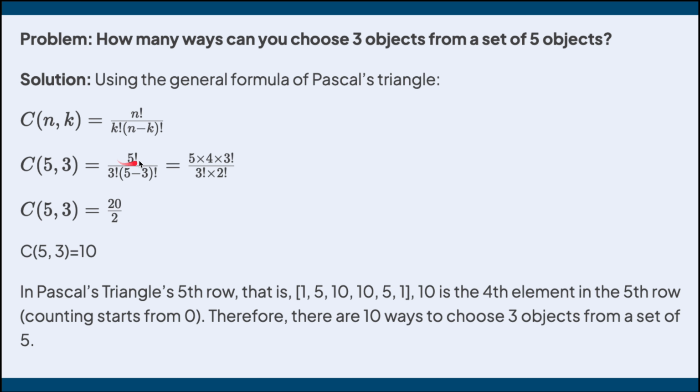Then this is our set of given objects. So 5 are the given objects and 3 out of which we have to choose, right? So we are doing factorial of 5 over factorial of 3 into factorial of (5 minus 3), and if you calculate, it is 5 into 4 into 3 factorial, the 3 factorial gets cut, and then 20 by 2 is 10, right? So in the Pascal triangle we used to write like this.